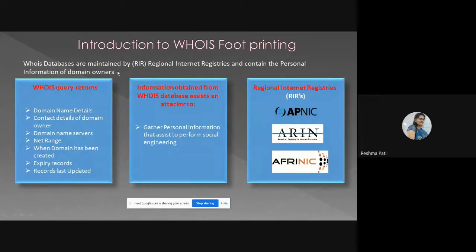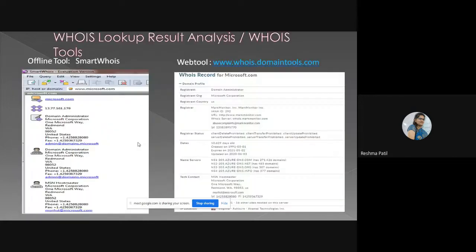So here, whois databases are maintained by RIR, Regional Internet Registries, and contain personal information of domain owners. Personal information of domain owners you will get from here, whois.com. This is the output of that whois. Here I have done it with Microsoft.com. This is the record of Microsoft.com. Here I have shown everything: when it is registered, country, address, where it is located, everything is mentioned here.